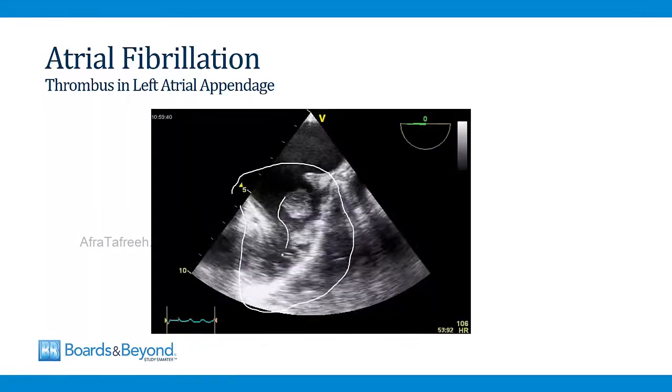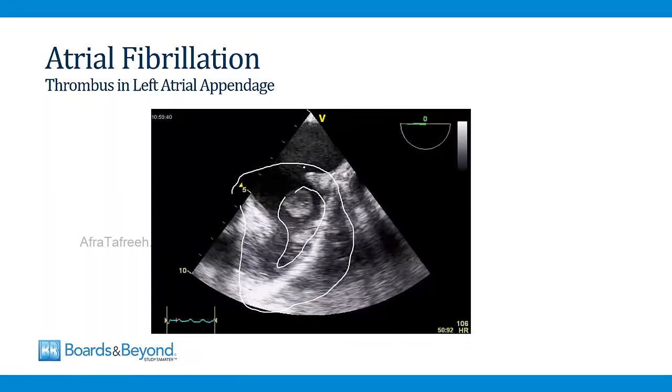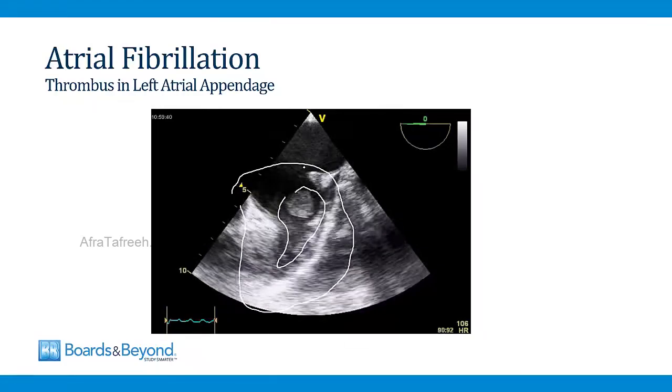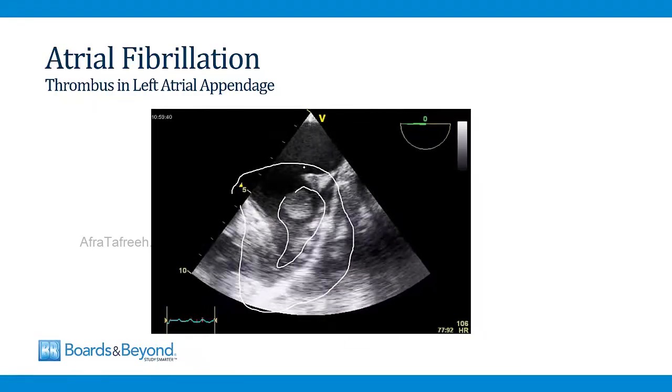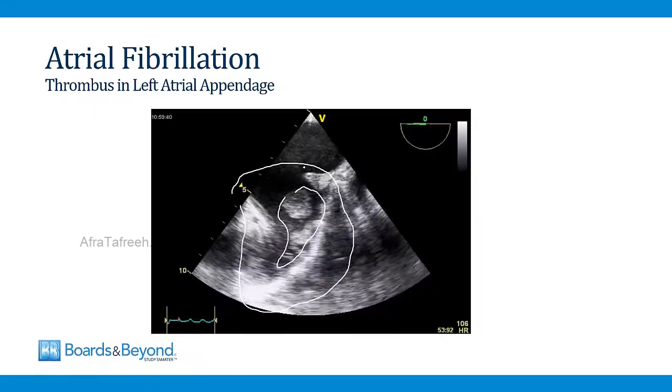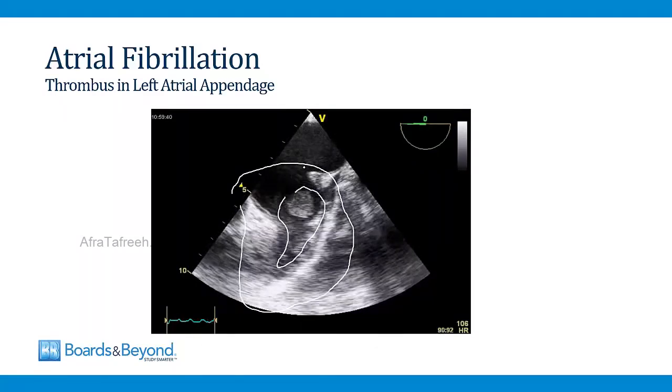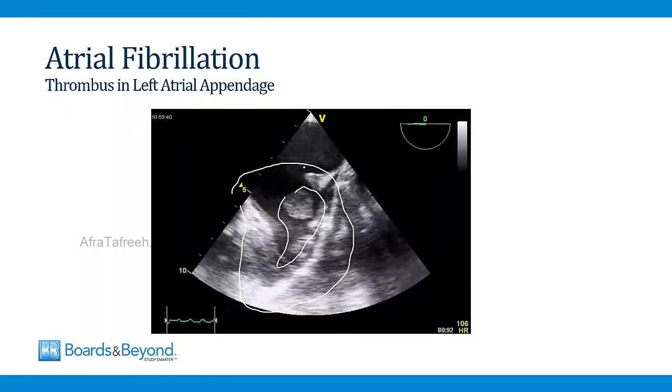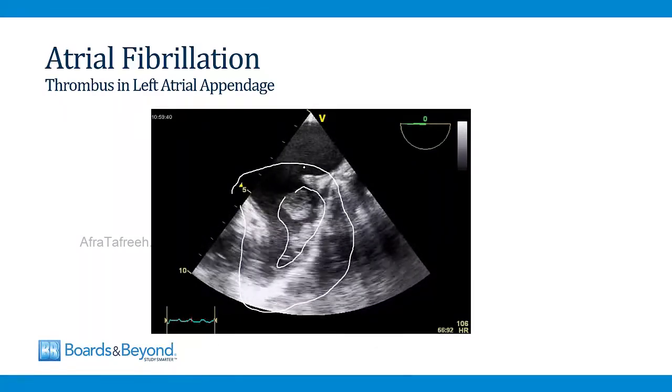And what you're seeing here is a large thrombus in the left atrial appendage of a patient with atrial fibrillation. This is the feared outcome of AFib. If patients are not anticoagulated, they can form a thrombus in their left atrial appendage, and a piece of that thrombus can break off and go to the brain, and that will cause a stroke. So in order to avoid strokes, we always anticoagulate patients in atrial fibrillation, and we'll talk more about that in a minute.